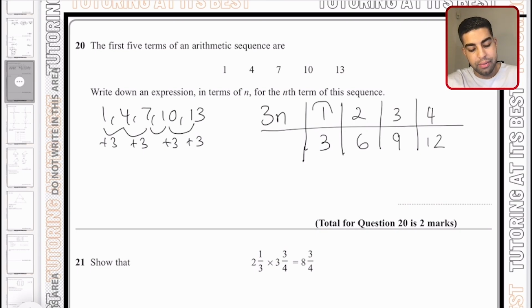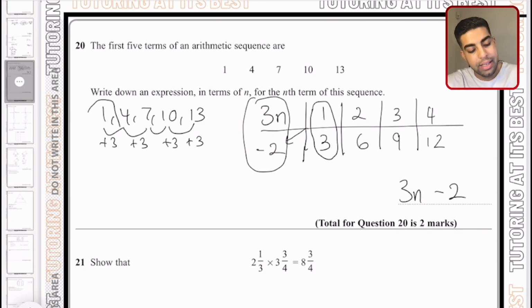So the difference between our first set, 1 and 3, would be 2. And that again is 1 minus 3, which would give you a minus 2. So the difference here would be minus 2. So if you collect that together, that would be 3n minus 2. And another way is simply to get our first difference here, and that's 1 minus 3 equals minus 2.